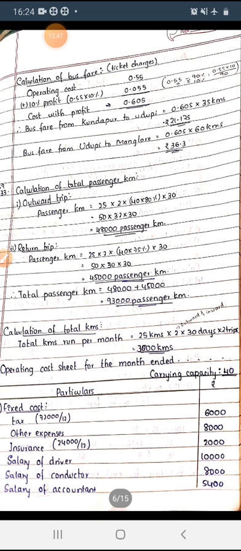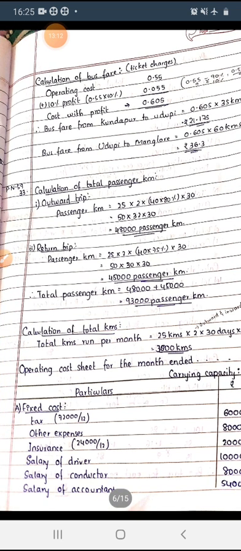0.55 means 90%, then 10% means how much? That is 0.055. 0.55 is the operating rate. See, assuming 10% profit on takings for the company, so 0.55 means we have to consider 90%, then 10% means how much? 0.055. Then cost with the profit is how much? 0.605. This is the cost with profit.